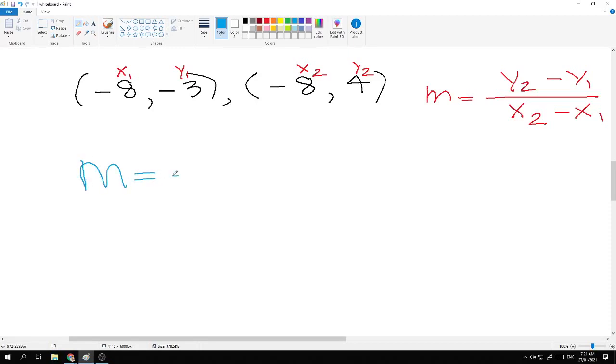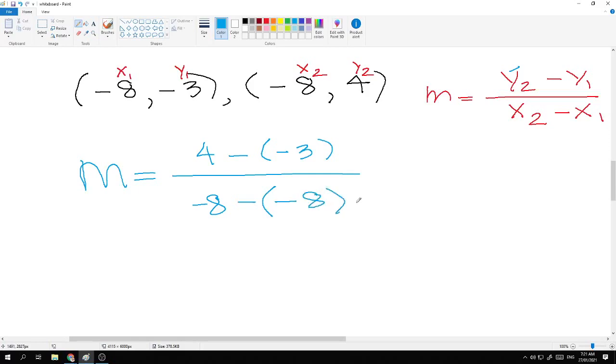Substitute. What's the value of y sub 2? 4. So 4 minus negative 3. What about x sub 2? Negative 8, minus negative 8. Okay, what are you going to do with this? Negative, negative? Multiply. It becomes positive. So it becomes 4 plus 3.